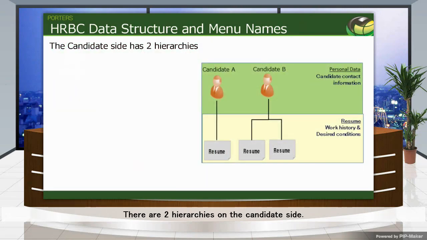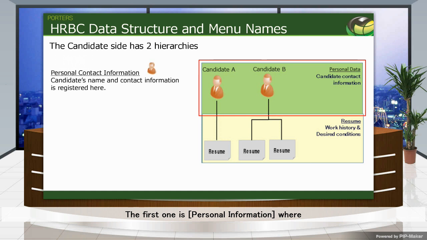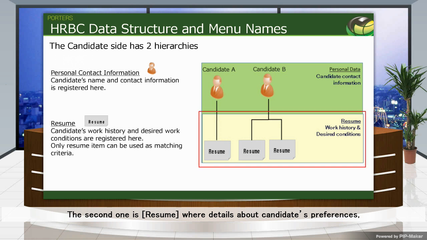There are two hierarchies on the candidate side. The first one is personal information, where contact information like telephone number, etc. is registered. The second one is resume, where details about candidates' preferences, employment history, etc. are registered. Multiple resumes can be registered under one contact information.